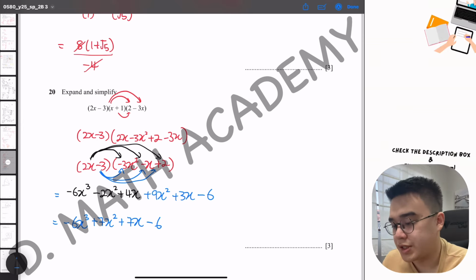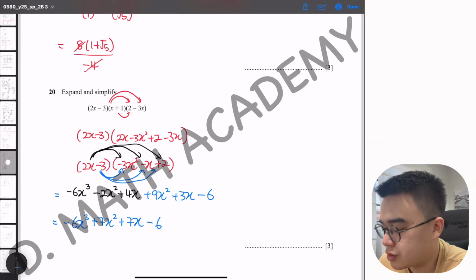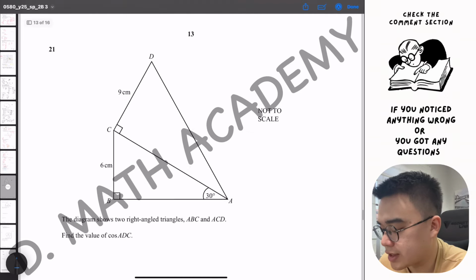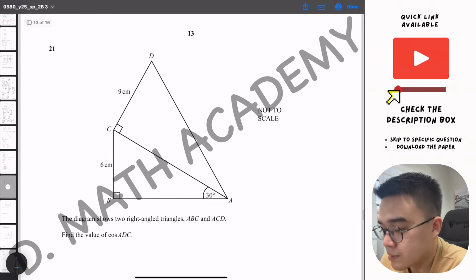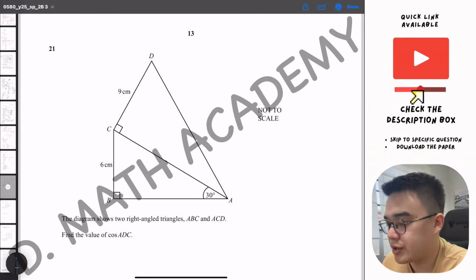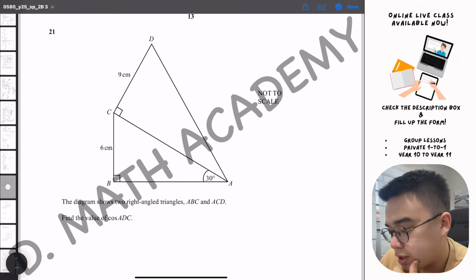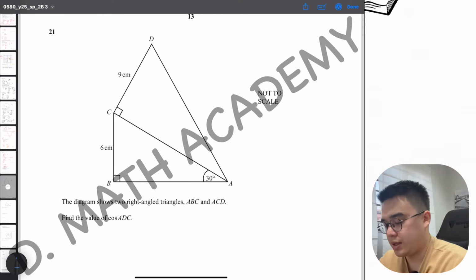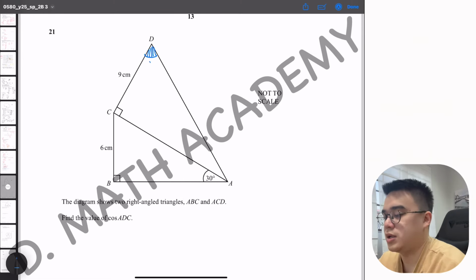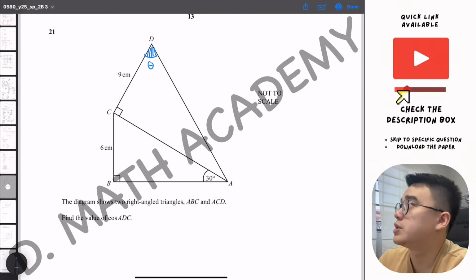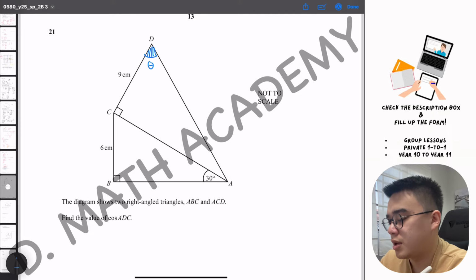Okay, so this is for question 20. So we have the last few questions to go through. Let's charge ahead and see what we have here. Question 21. They wanted cosine ADC. Cosine ADC is this. Cosine is SOH CAH TOA, so adjacent over hypotenuse.